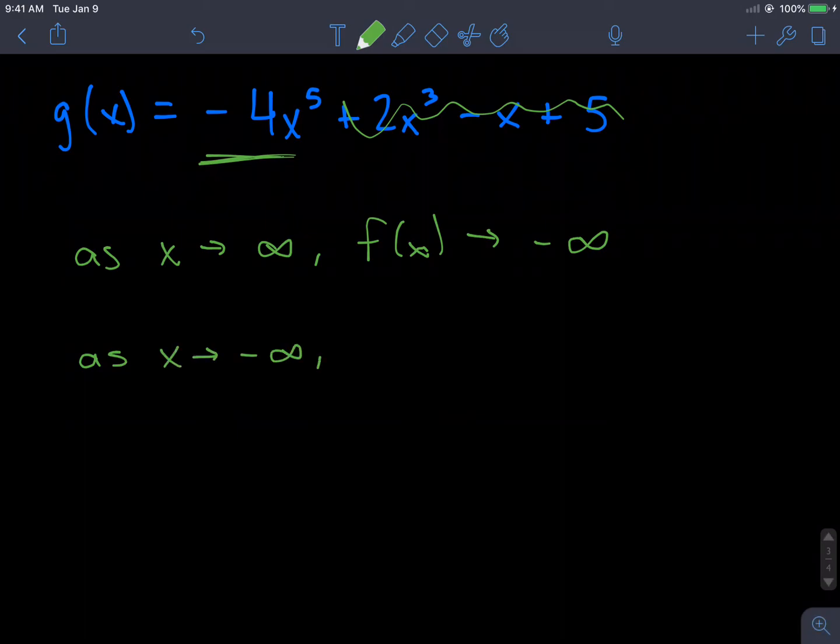As x goes towards negative infinity, so if we plug in negative values to that term, a negative to the fifth power is going to be negative, but then that negative coefficient will make those positive. So here, again, our end behavior is going to be going to positive infinity.